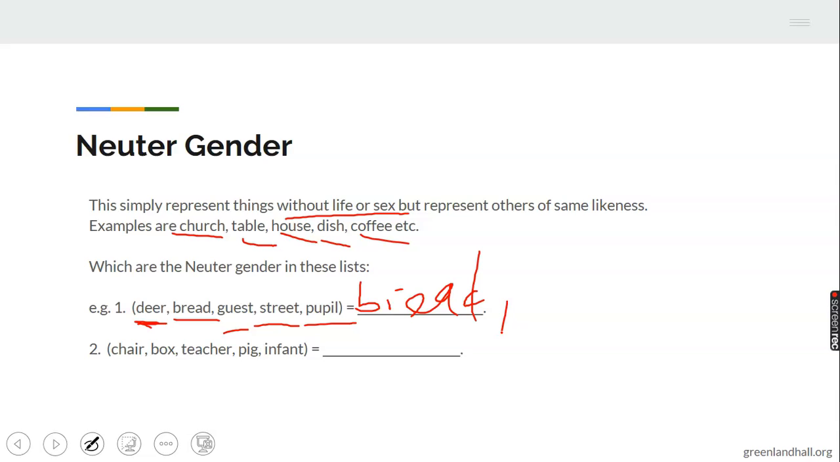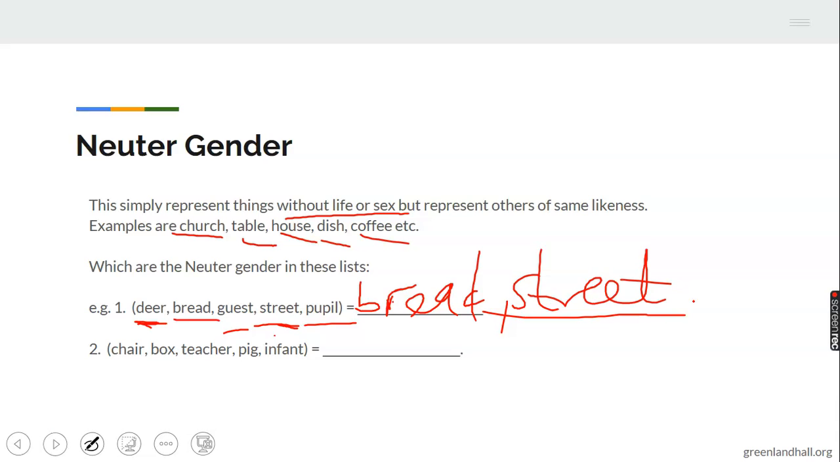The next one, guests. Okay, guests are visitors that you've invited. They are human beings. Then we have street. Street does not have male or female, so street is also a neuter gender. Then we have pupil. Okay, pupil refers to human beings. So bread and street are the two neuter gender that we have here. Is that taken?